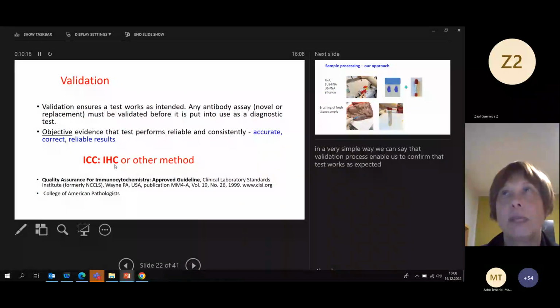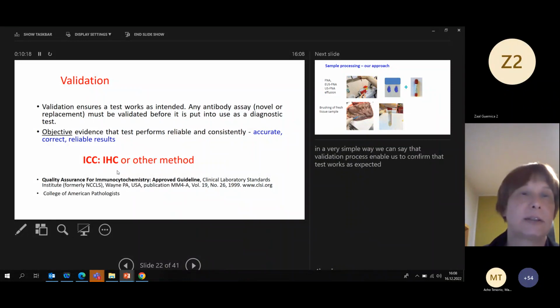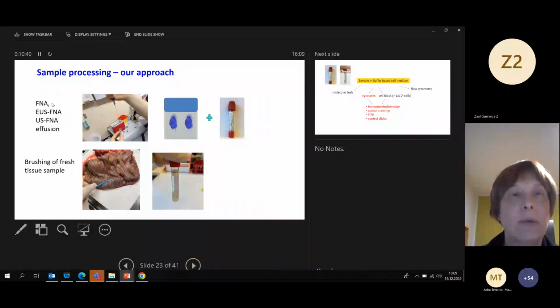Validation means that we have to confirm that the test works as expected, as intended. For ICC on cytology samples, we usually do this by comparing results with corresponding tissue samples or any other reliable and appropriate method. Because there is not a lot of information about validation in the literature, I will present you our approach.